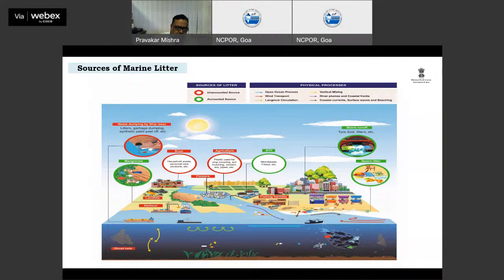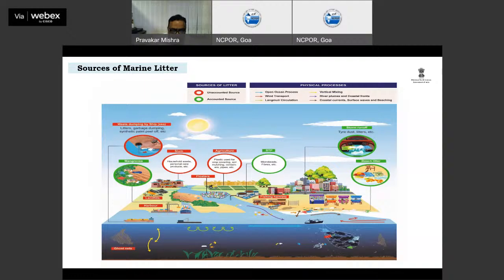The major sources are agricultural activities, STPs, the sewage treatment plants, slum areas which do not have proper sewage treatment, mangrove area activities, fishing activities, fishing hamlets, harbor activities, and also tourism and other activities along the beach, along our coastline. It can also come through storm water, from tire dust and litter, and all this can reach the coastal area and affect our marine biodiversity.